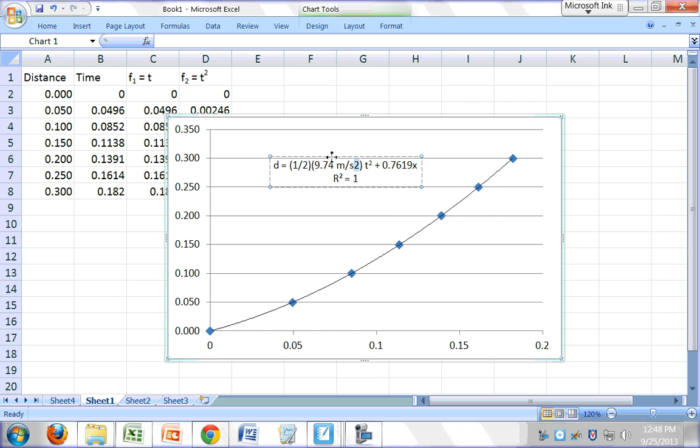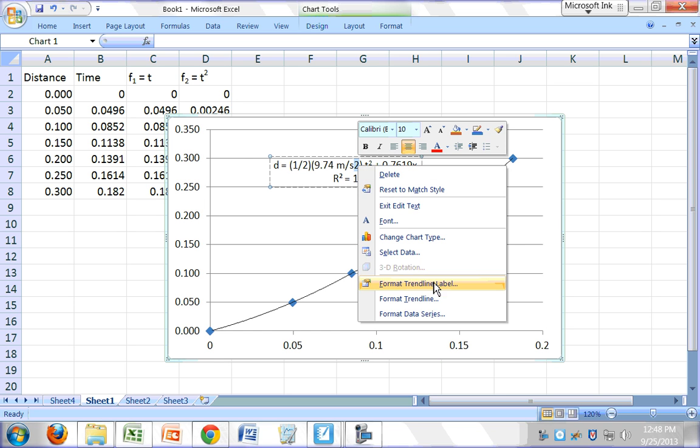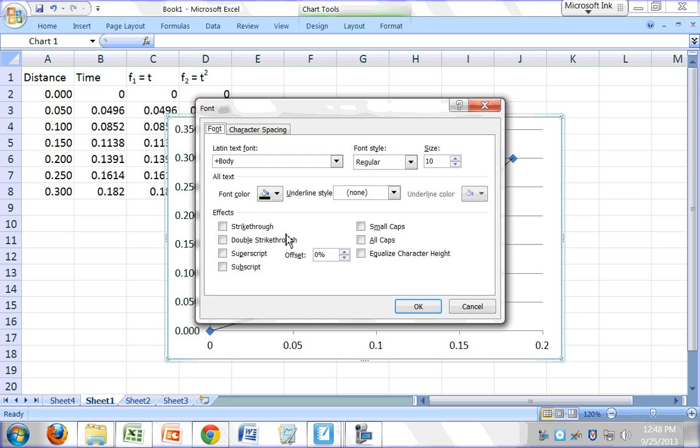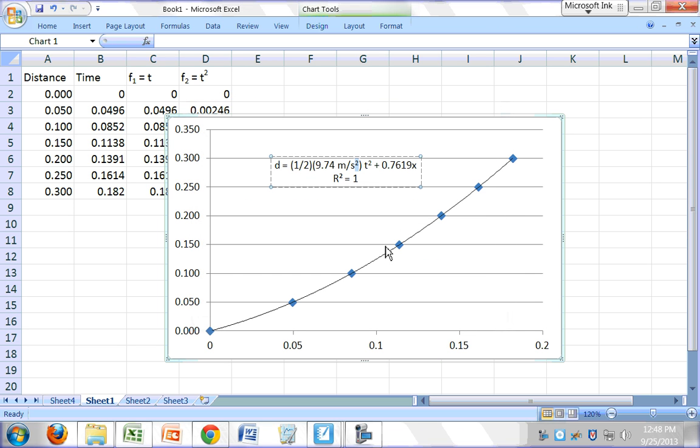And then highlight that too, right click on it, format, set the font to superscript, all right? And 0.762 should be 0.762, and what's the unit for that? Meters per second, and x is really t, right? See, that's a better way to show the equation on your chart.